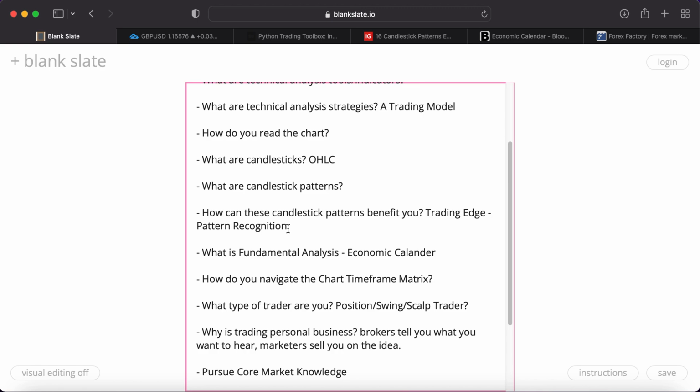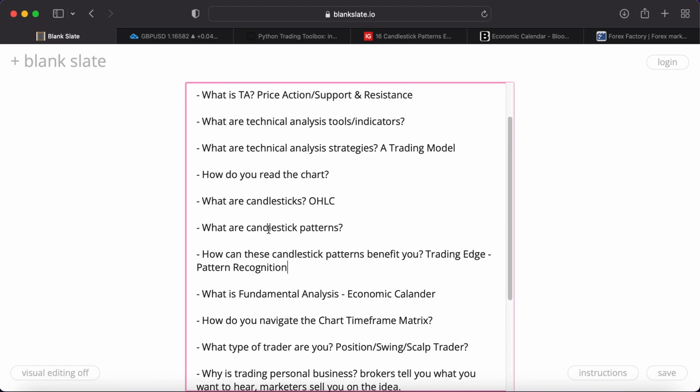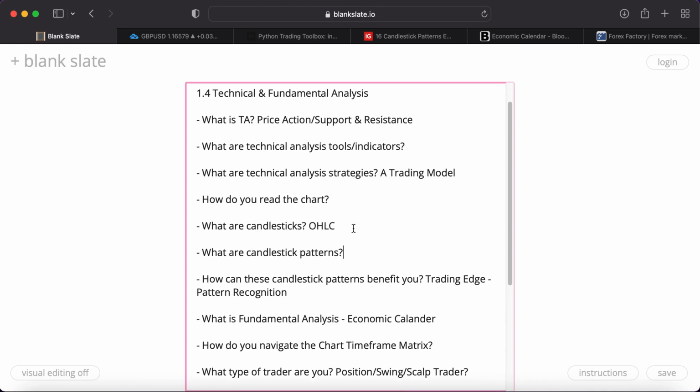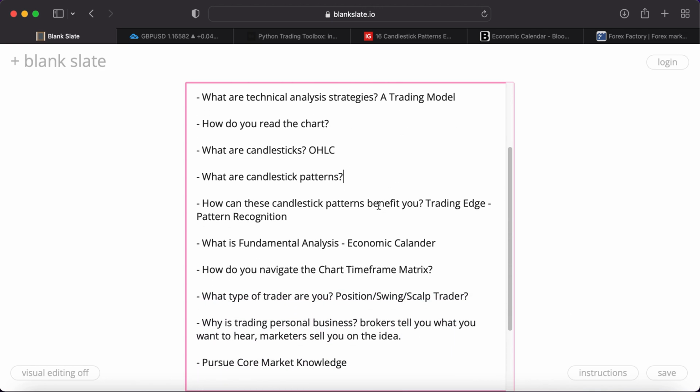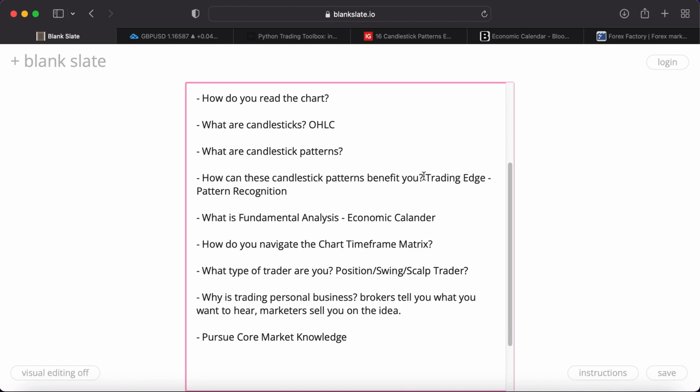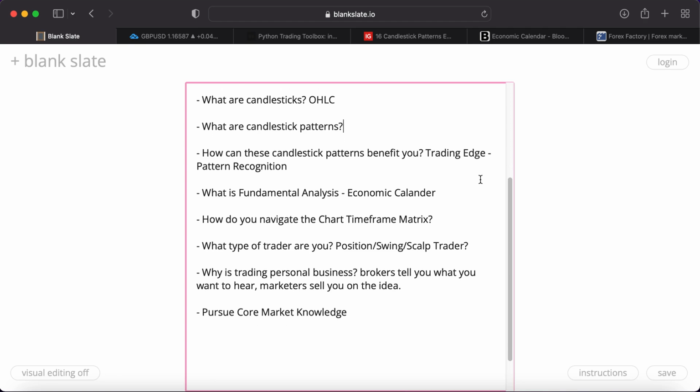How can these candlestick patterns benefit you? Trading edge, pattern recognition. You can start developing an edge, like I was saying, using these candlestick patterns in alignment with your price action and support and resistance, and you can get good entries and have good stop losses, and basically you can print a lot of money if you find your edge and you remain disciplined to it. So you have to find your procedure, your process, your system, your model, right? Your model is what's going to make you successful and have an edge over that market.